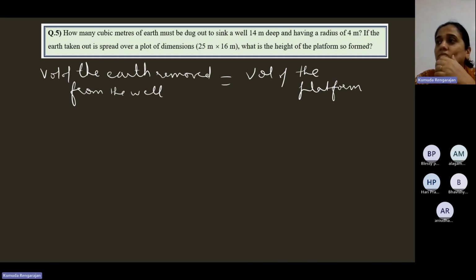Just visualize. On the piece of land, they've dumped the earth. Now that land is raised, which we call the platform. That entire thing will now look cuboidal because it has length, breadth, and height. The entire thing is the platform now. So the volume of the earth removed from the well is equal to the volume of the platform.